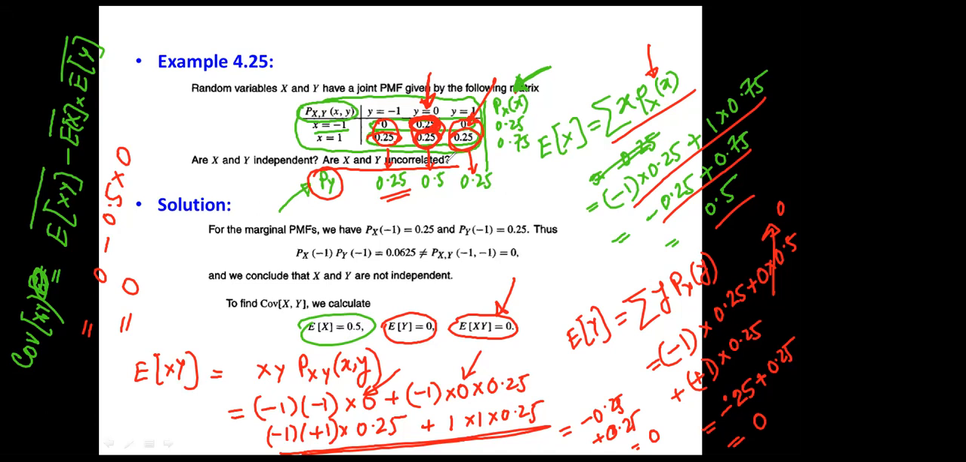It's a very good question actually. It's a very good question for the final. Okay, so keep in mind that for independent random variables, the covariance must be 0. But if the covariance is 0, it doesn't mean they are independent. Okay, any question?